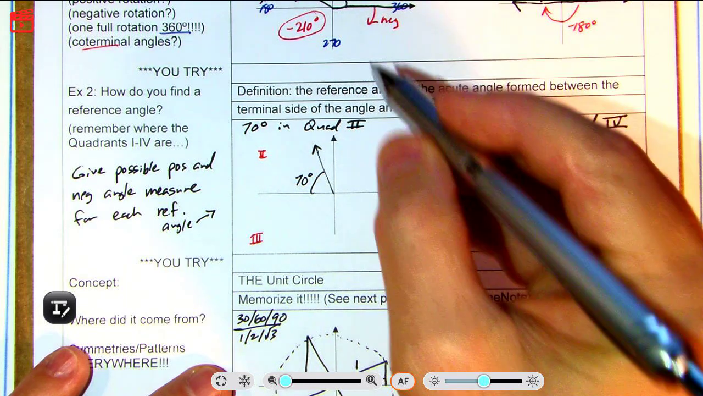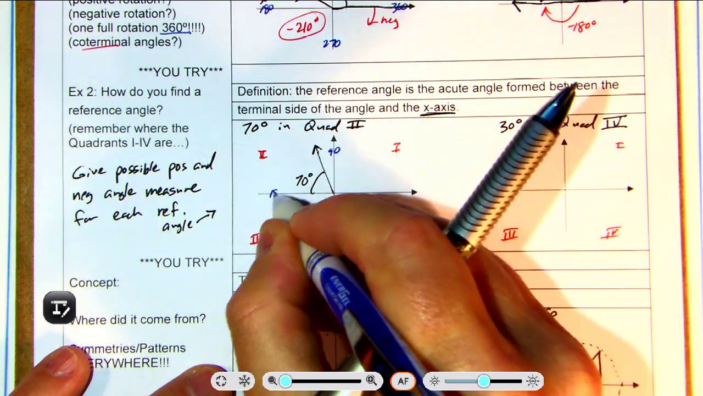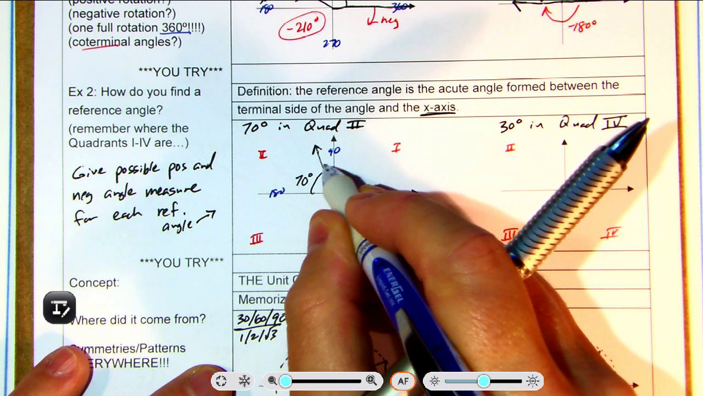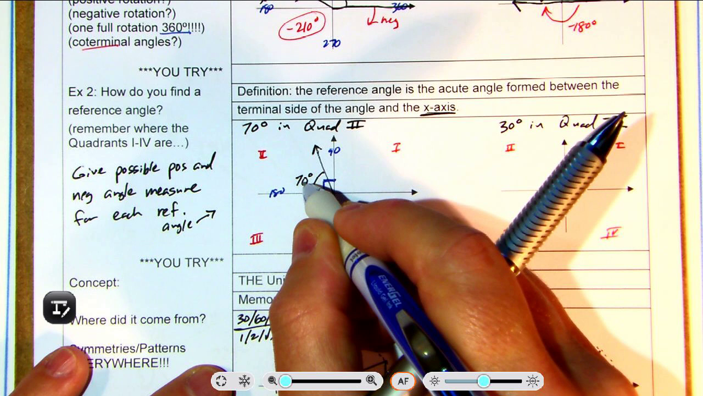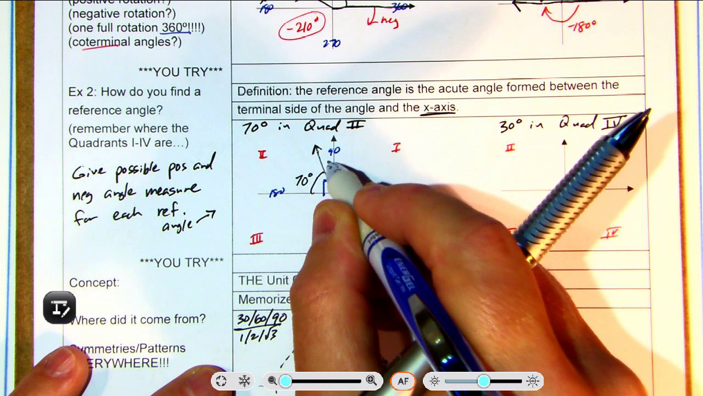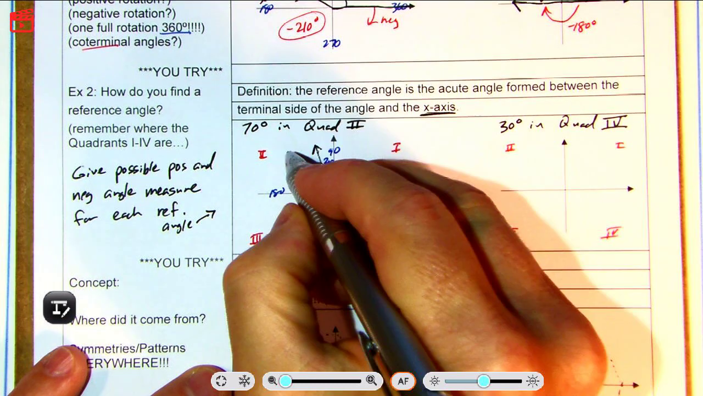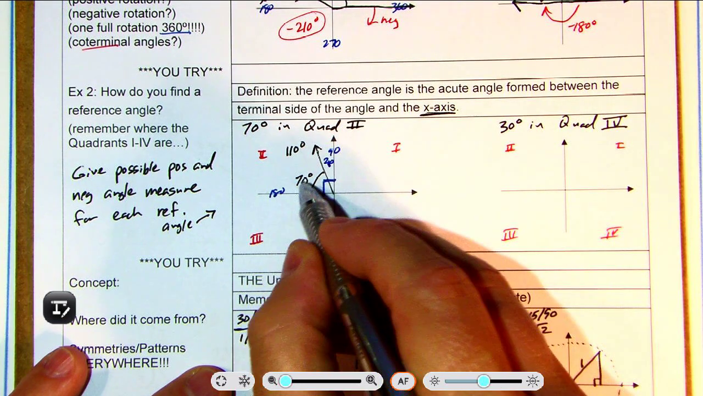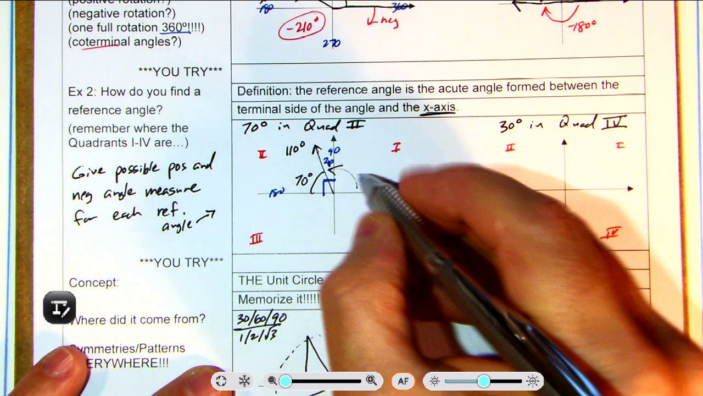Well, I can do it one of two ways. If I remember, that's 90 and that's 180. I can say 90, what's left over right here, because this is a right angle right here. 90, this is 70, what's left over right here? This would be 20. So 90 plus 20 would be 110 degrees. And you would get the same number if you went 180 minus 70. Okay, so that's positive 110 degrees.